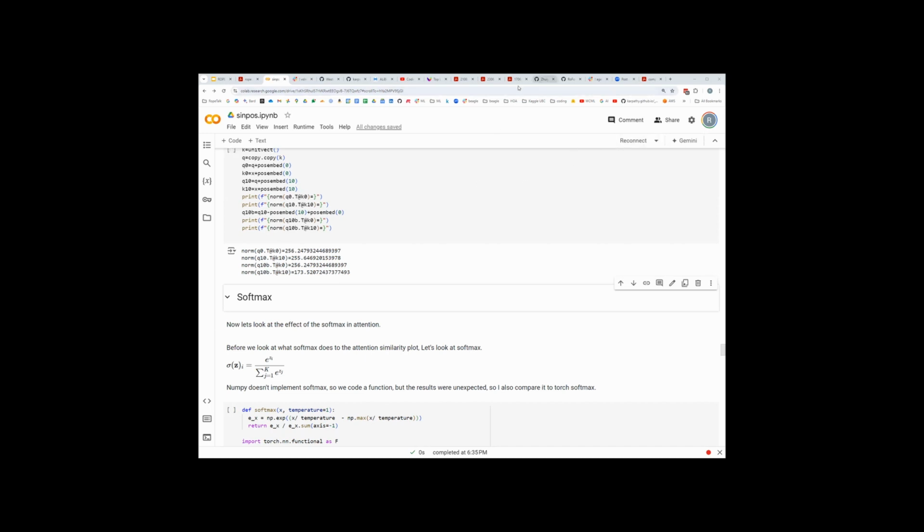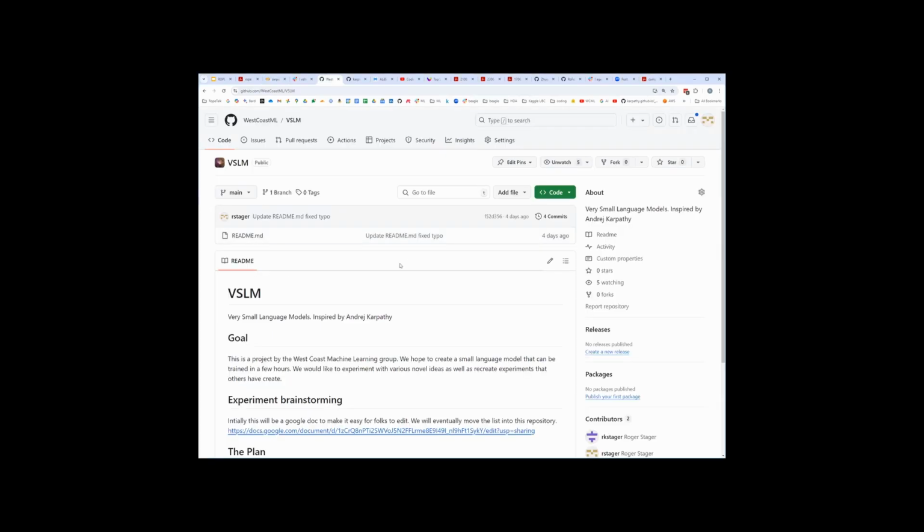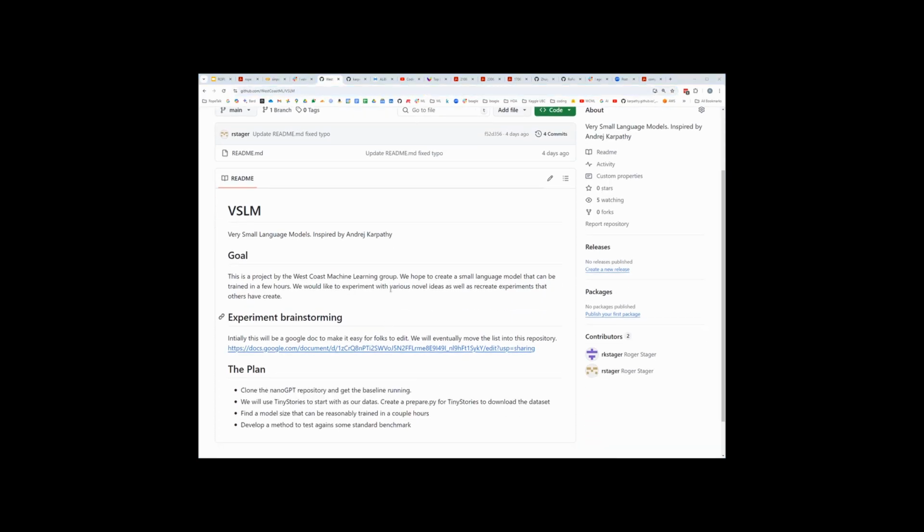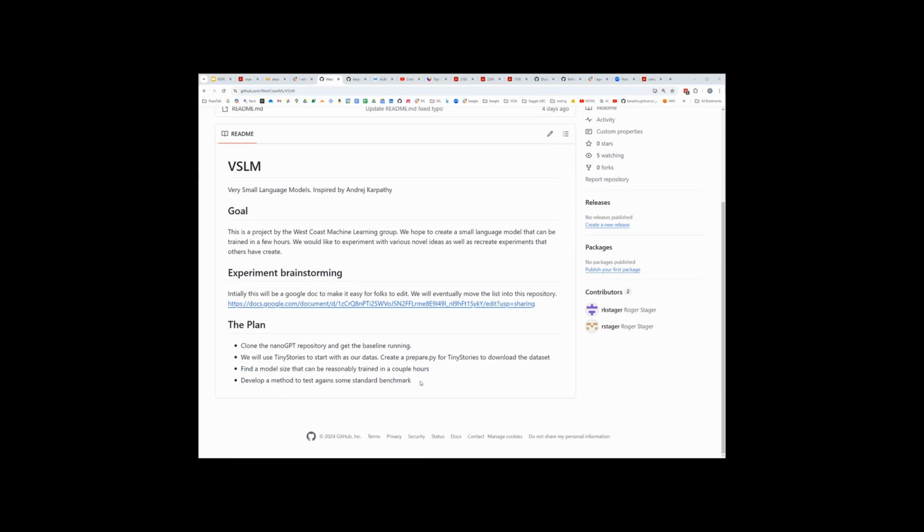First of all, there is a GitHub repository that I created for that. Right now it's just empty, but it's a place for us to put that. The idea would be that we clone it and just get the nanoGPT running. Ted had suggested using TinyStories as a dataset. It's pretty clean, pretty small, and easy to use. So there's that.